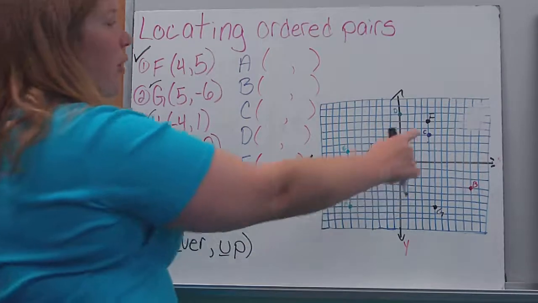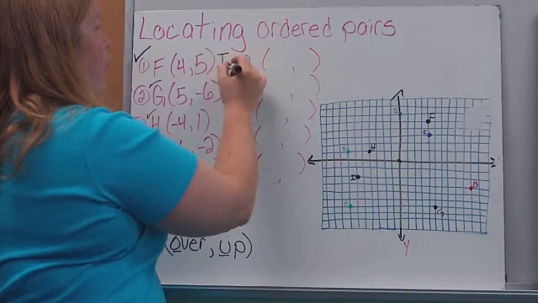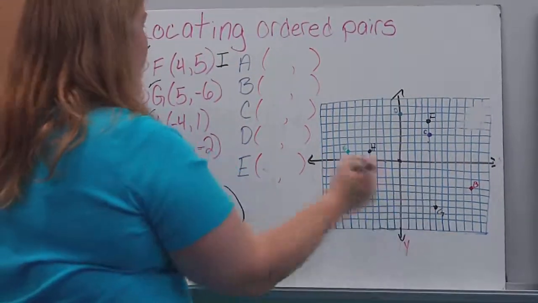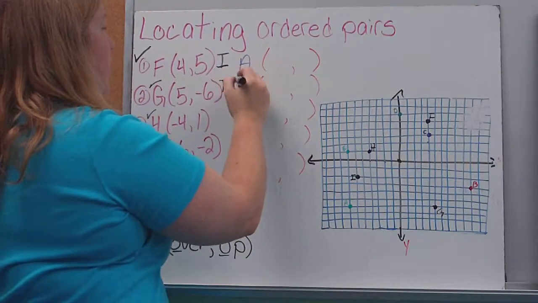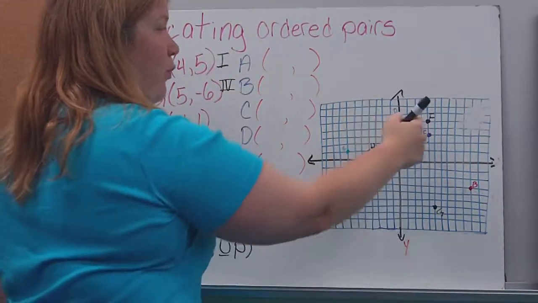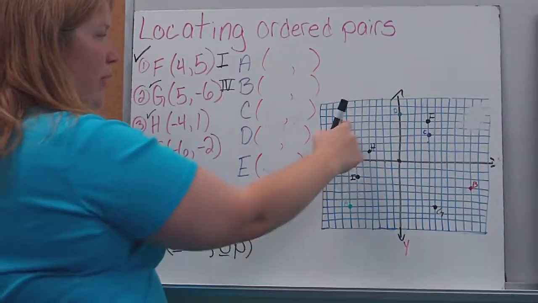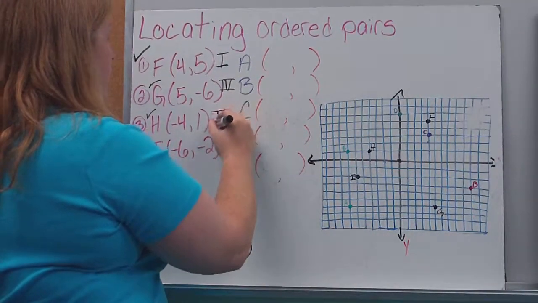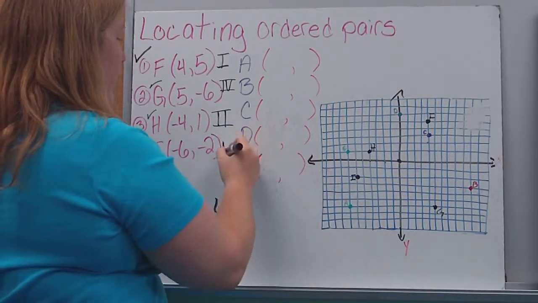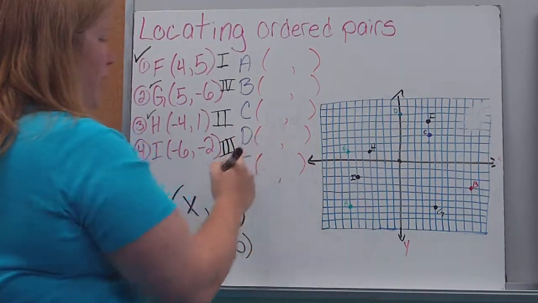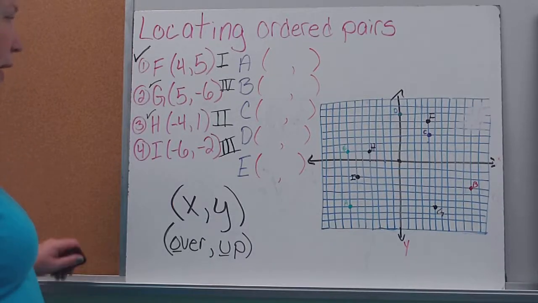And what we'll notice is point F wound up in quadrant 1. Point G wound up in quadrant 4. Remember, they go this way, 1, 2, 3, 4, not the other way around. H wound up in quadrant 2. And I wound up in quadrant 3. Just to keep those in your mind as well.